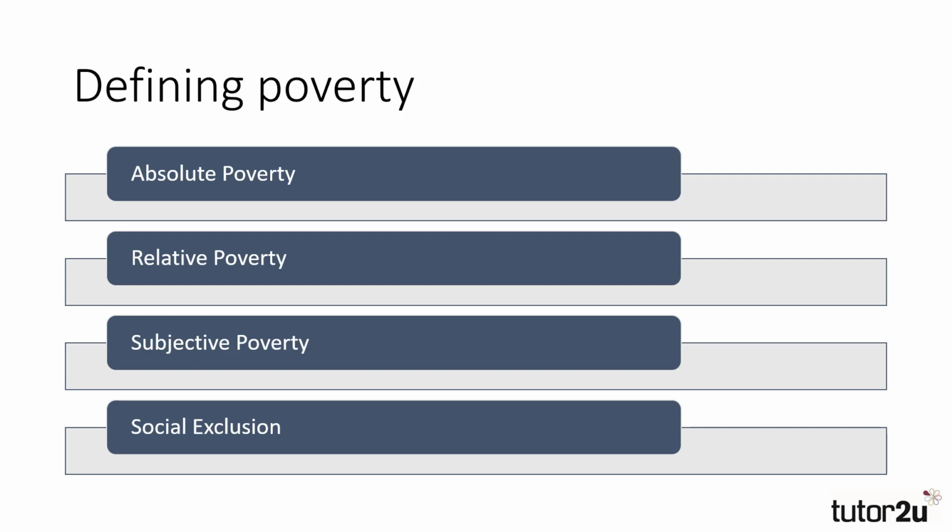As you can see with the second and third definitions, these are less objective measures and take into account individuals' perceptions of poverty. Finally, we need to examine social exclusion, an aspect of poverty rather than a definition, and this looks at how people are excluded from society based upon their financial situation. Let's look at these in more detail.